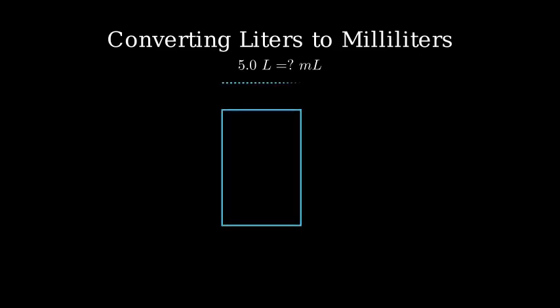Here's a container that holds 1 liter. 1 liter is equal to 1,000 milliliters. This means that milli represents 1,000th, or dividing by 1,000.